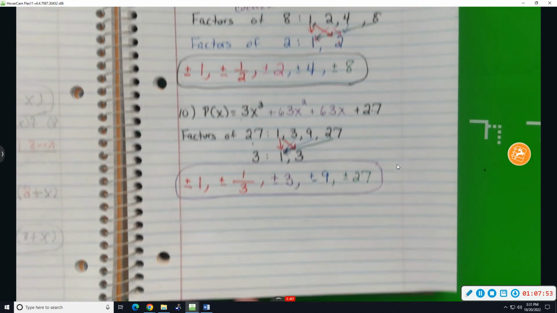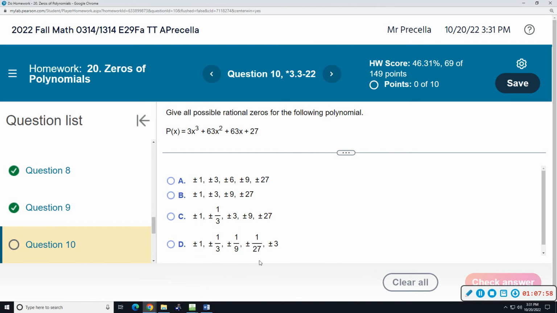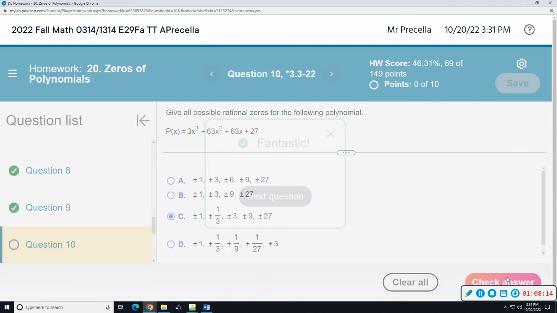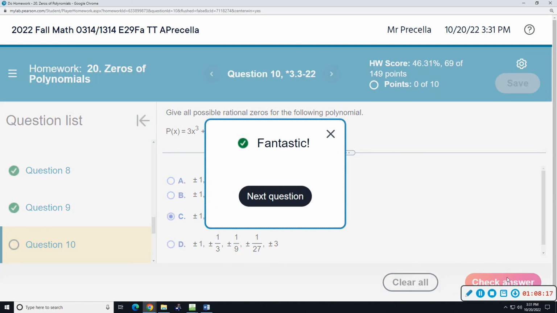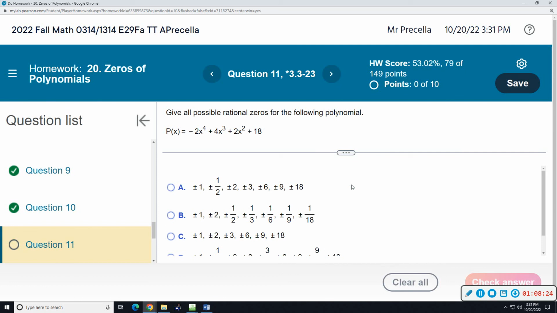So let's see. Which one is it? It might not be in the same order I have it in. Is it C? I'm thinking it's C. The only fraction I have is plus or minus 1/3. There. One more of these.